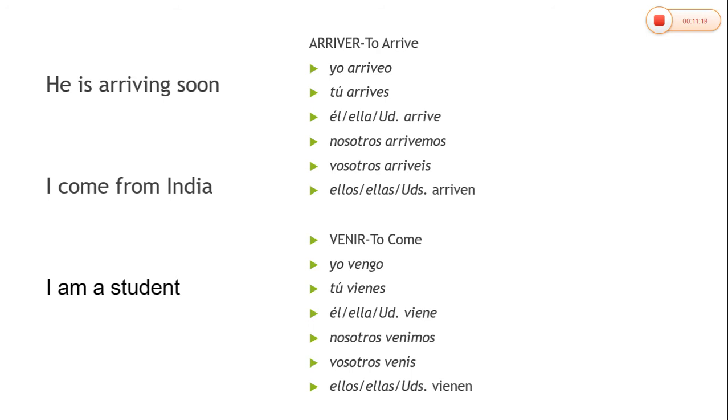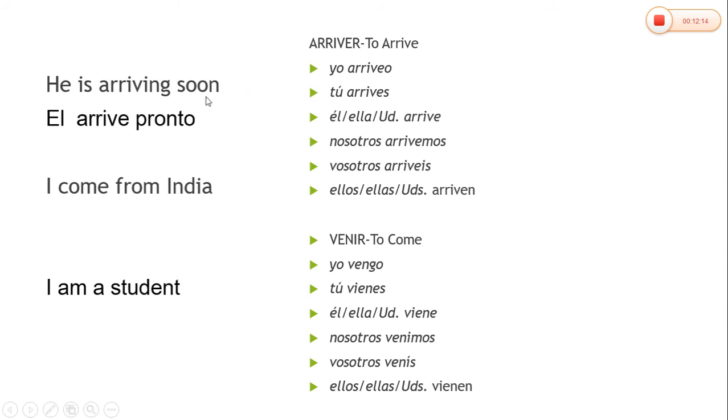He is arriving soon. The verb is arrive. Okay, now here is the point. You have to understand the concept. In Spanish, present continuous tense does not exist. Present continuous tense means, in English, sentences like she is helping Ram, they are going for swimming, I am helping Radha. This type of sentences doesn't exist. So instead of saying he is arriving soon, in Spanish we will say he arrives soon. I repeat, he arrives soon. We will change this sentence of present continuous into present simple.